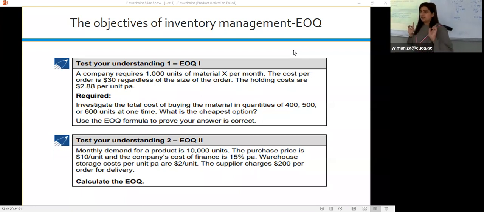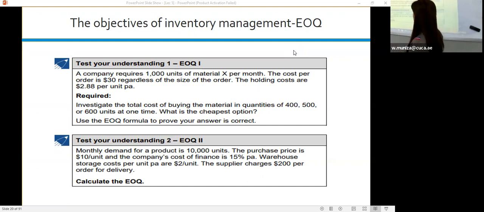Now, what they are trying to tell you: when I was elaborating the concept of EOQ, I told you that EOQ is the quantity at which your cost of holding and cost of ordering would be minimum. So you can calculate the cost of ordering and cost of holding at all the three levels, and you are going to compare your answer with the EOQ, the answer would be the same. Okay. So individually, you are going to calculate the annual holding cost and ordering cost for 400, 500, 600 units, and then you are simply going to calculate EOQ. So let's start doing it together. Next question, you can try by yourself.